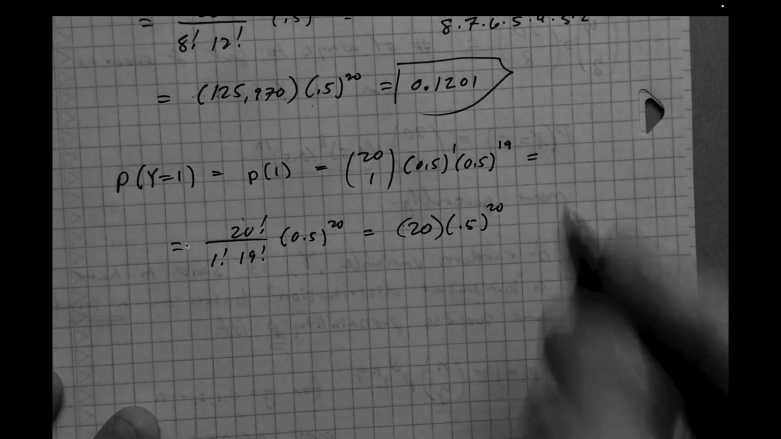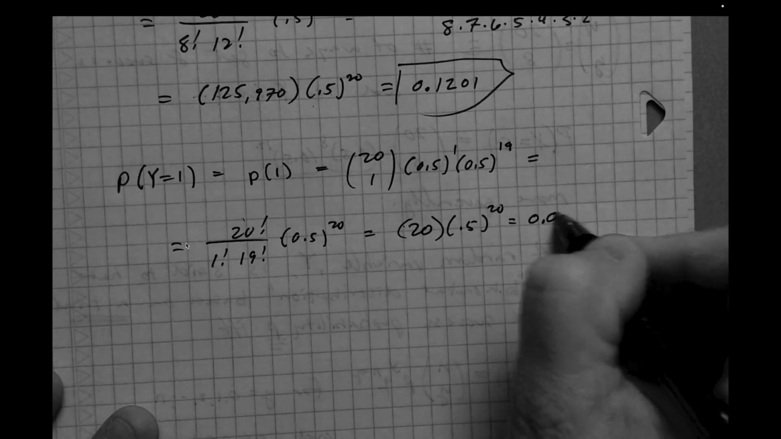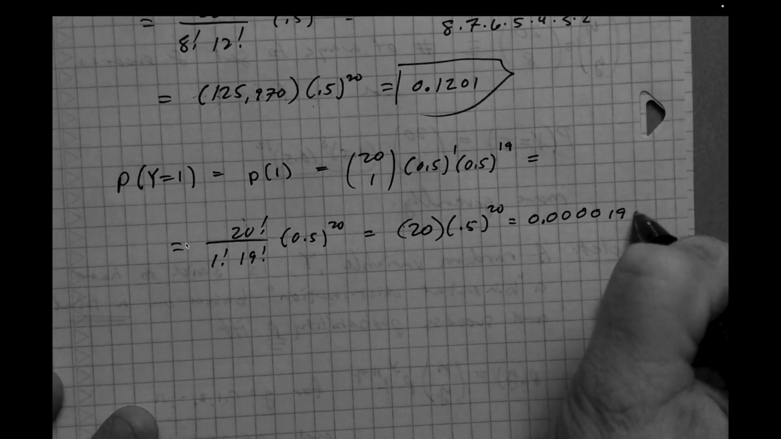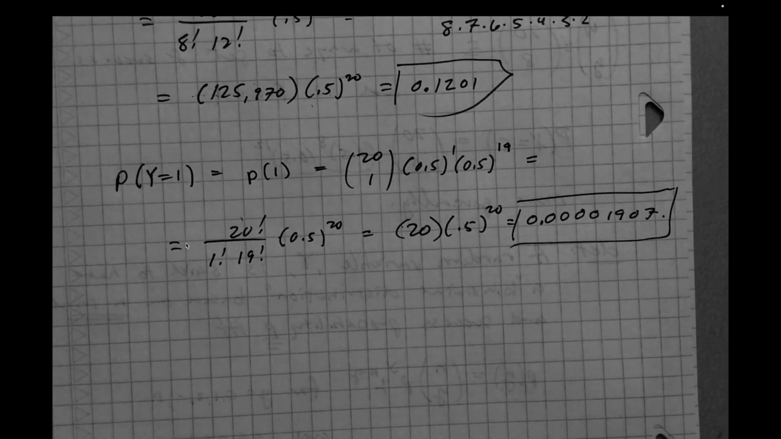And so when we multiply all this out, we get a very small number, 0.00001907, right? So this is telling us that it is very unlikely that you flip a coin 20 times and get only a single heads, which squares with our intuition. We would expect about 10, right? So 1 would be very, very unlikely.